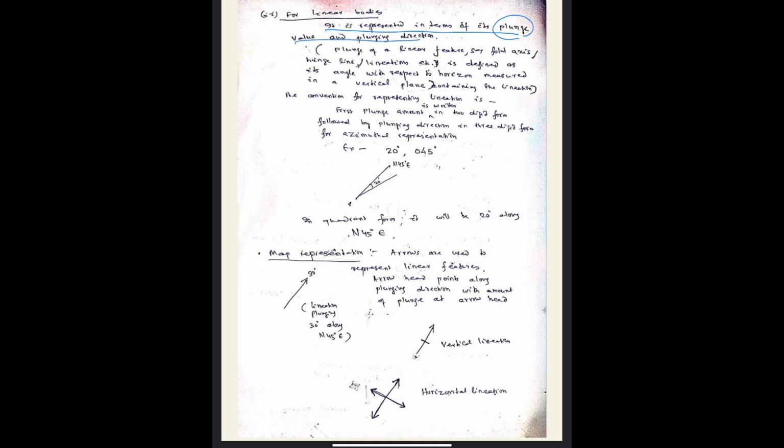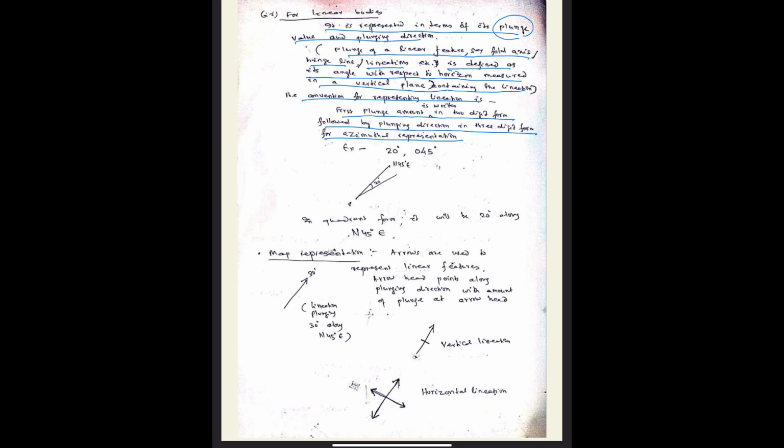Plunge of a linear feature, say fold axis, hinge line, lineations, etc., is defined as its angle with respect to the horizon measured in a vertical plane containing the lineation. The convention is that first the plunge amount is written in 2-digit form, followed by the plunging direction in 3-digit form when it is represented in azimuthal form.